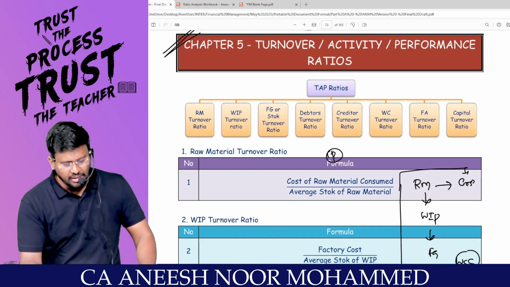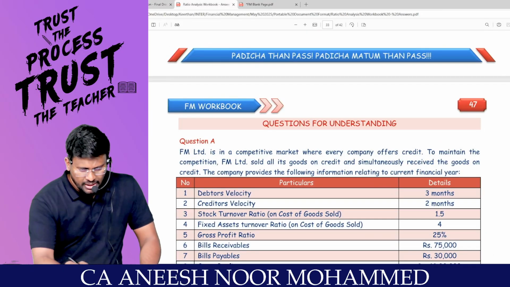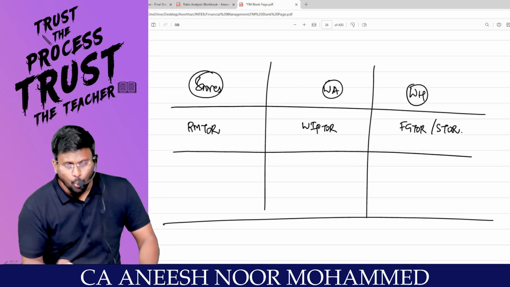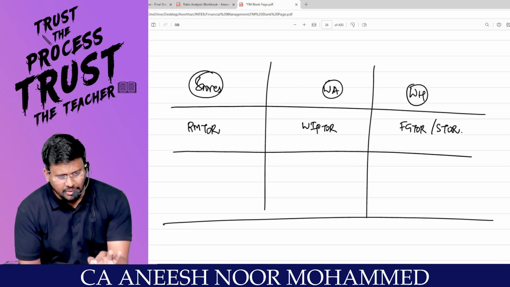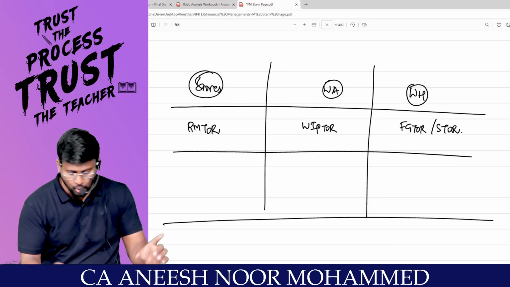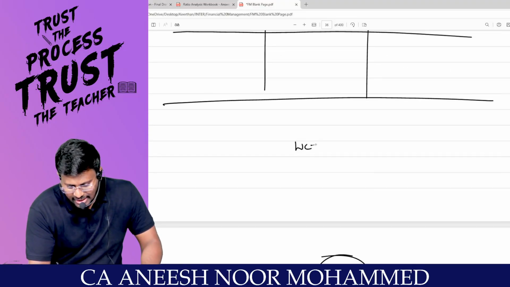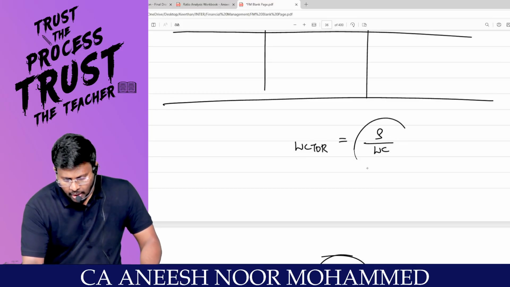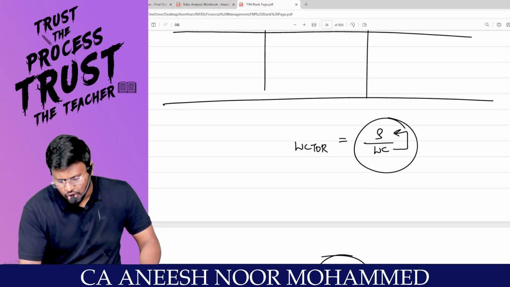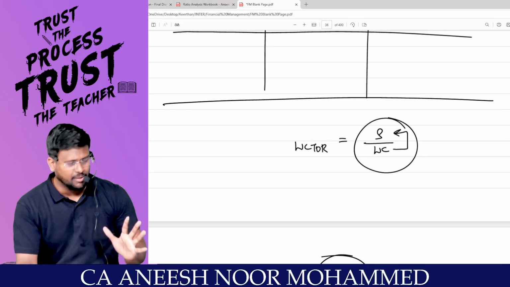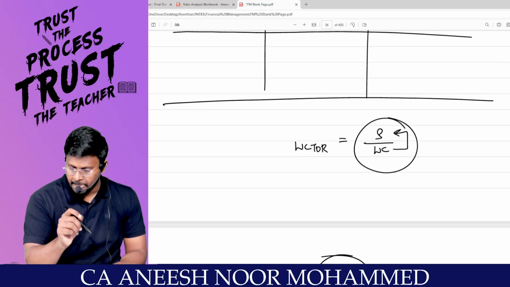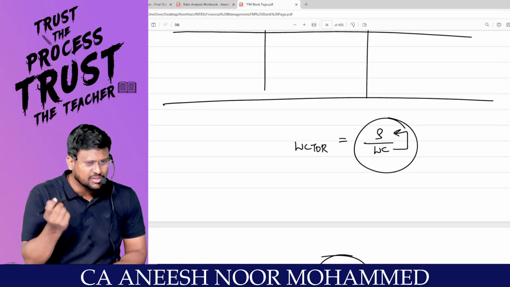What is the raw material turnover ratio? So here is the analysis I am going to make. What is the performance of the stores? For example, working capital turnover ratio is equal to sales divided by working capital. With this much working capital, I made this much sale. So my resource available is the working capital, and I am comparing my sales with the working capital.